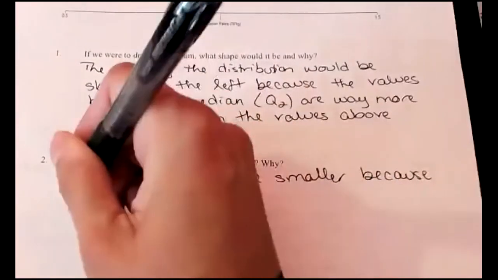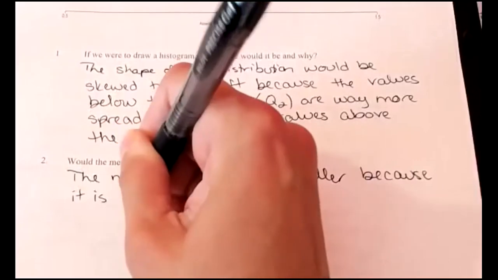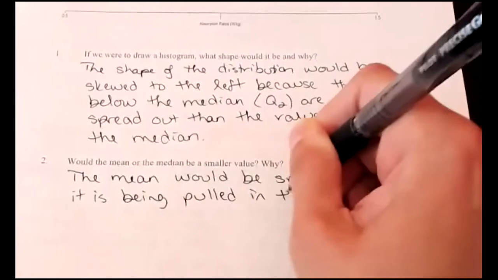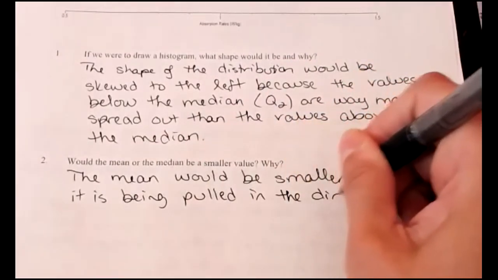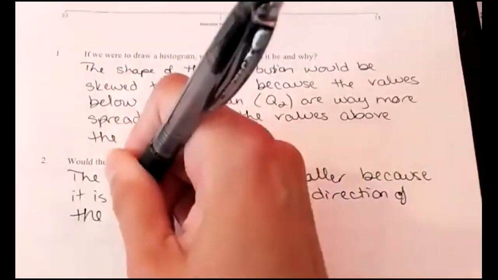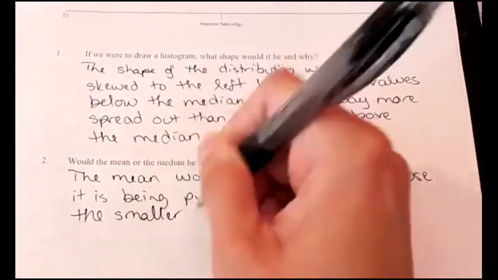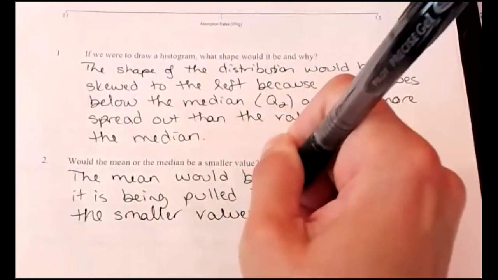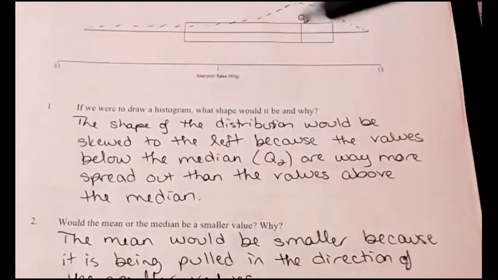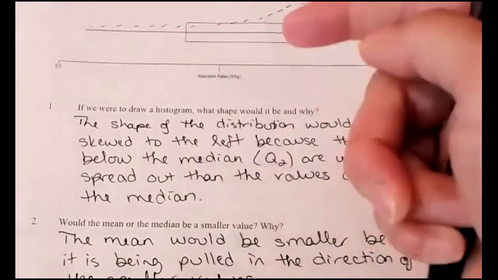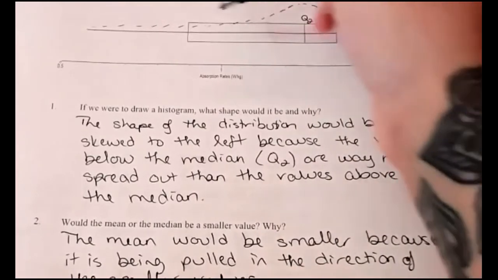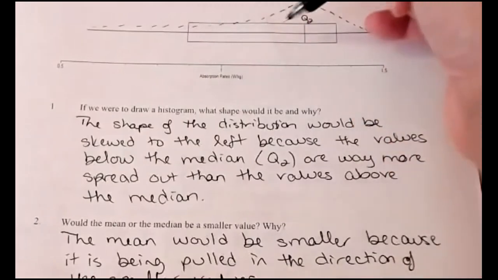So the mean would be smaller because it is being pulled in the direction of the smaller values. Right, there's so many smaller values below Q2. The mean is definitely being pulled in that direction. Okay, so the median is obviously going to be a higher value than the mean. The mean is going to be somewhere in this area.